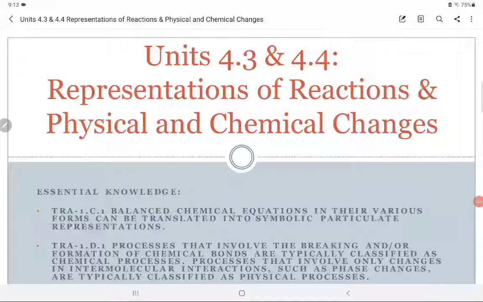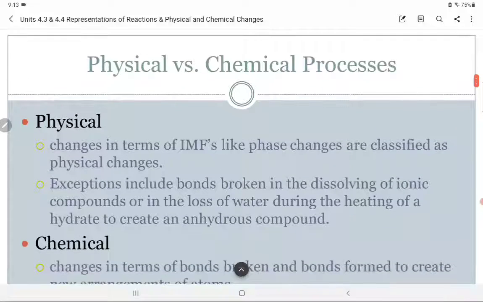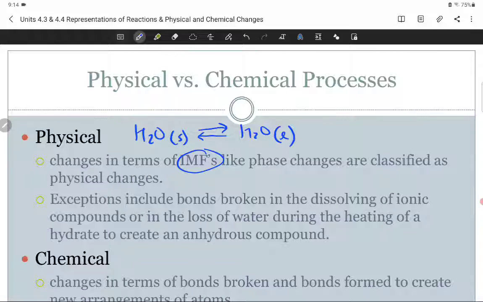Today we'll examine a little more in-depth chemical reactions, units 4.3 and 4.4. On top of chemical reactions, we also have physical processes, so maybe we should check that out before we move on. A physical change could be something like H2O solid going to H2O liquid, or you could have it go the other direction also. So melting or freezing, and these all deal with intermolecular forces.